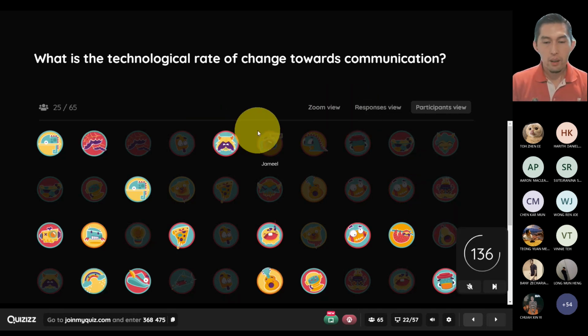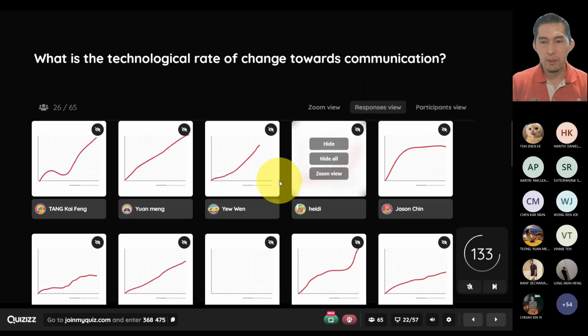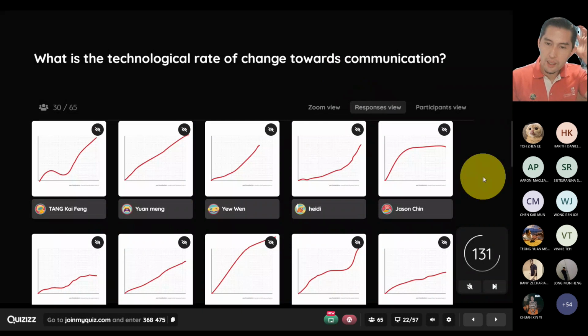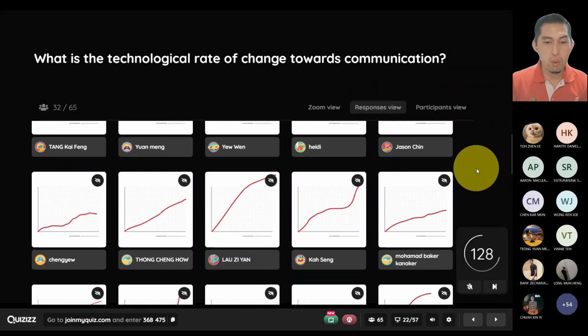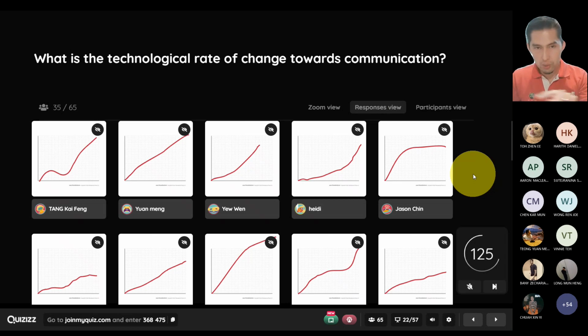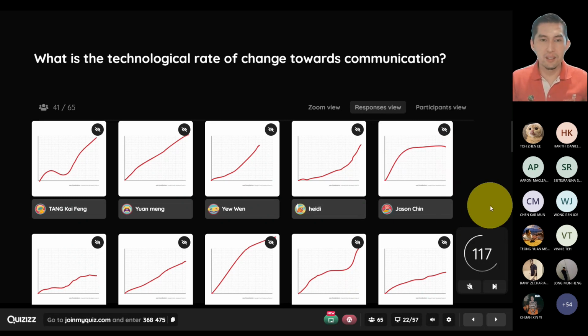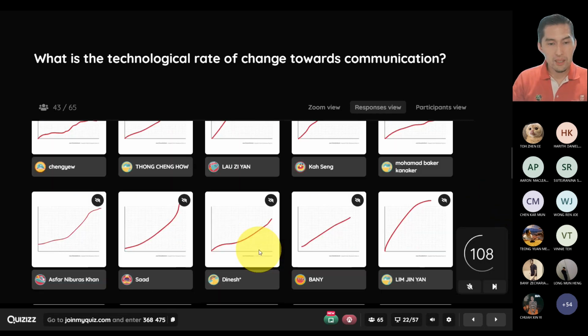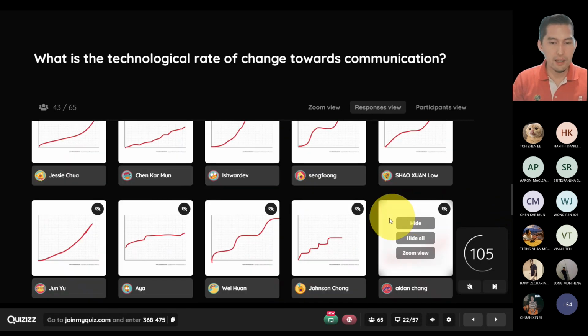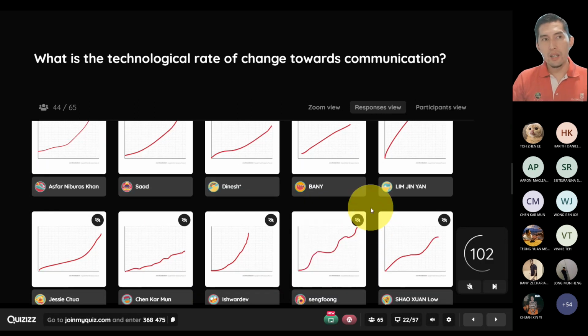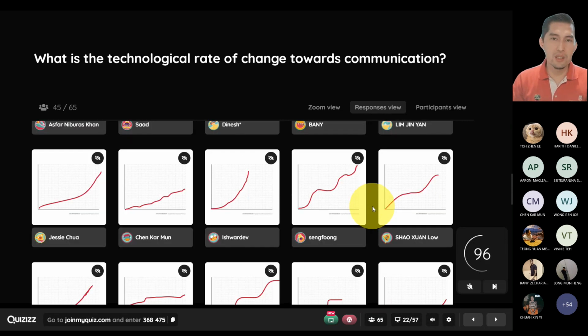All right, 20 coming in already. From the responses view, I can see that mostly you are agreeing that there is a much higher rate of change. Interesting one by Jason here, who says that the technological rate of change towards communication was a lot in the beginning, but now it is actually very flat. I wouldn't necessarily say that it's flat, but there are certain aspects of change in terms of how you communicate.